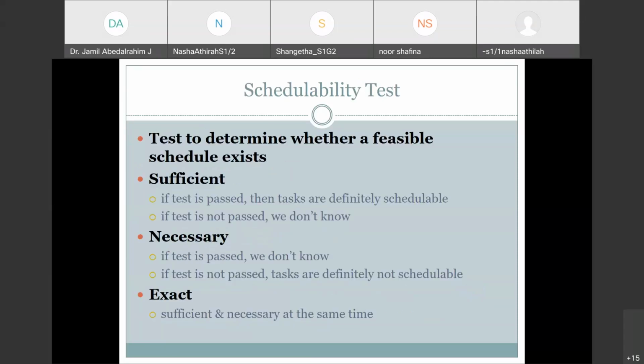So, schedulability test: a test to determine whether a feasible schedule exists or not. First, sufficient: if the test is passed, then the tasks are definitely schedulable. If the test is not passed, we don't know. In the necessary case, if the test is passed, we don't know, but if the test is not passed, the tasks are definitely not schedulable. And in exact, we combine both sufficient and necessary at the same time. We will take an example of how to check the schedulability test.